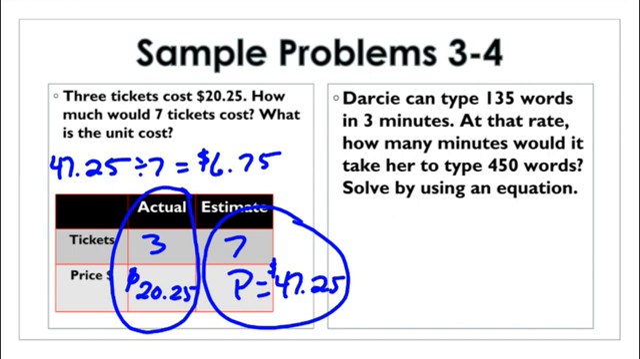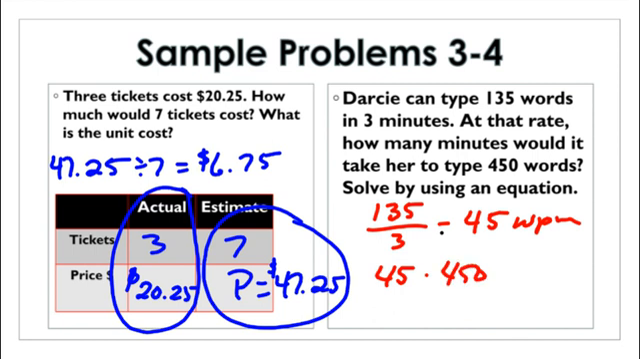And the very last one, Darcy can type 135 words in 3 minutes. At that rate, how many minutes would it take her to type 450 words? Solve by using an equation. So first off, we want to find out how many words per minute. So she can do 135 words in 3 minutes. 135 divided by 3, that would be 45 words per minute. So if she does 45 per minute, how many minutes would it take for 450 words?